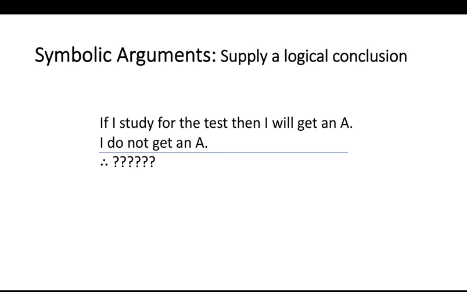Okay, so consider these premises. So the first premise is if I study for the test, then I will get an A. The second premise is I do not get an A. What would be the logical conclusion? So do you see the law of contraposition here? So the premise is if I study for the test, then I will get an A. I'm negating that second part of the conditional statement.